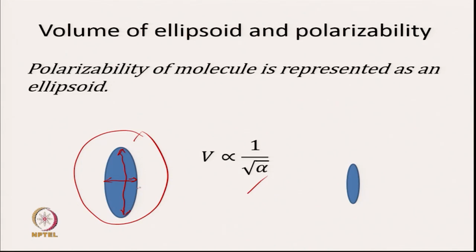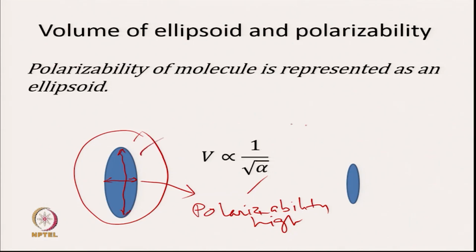So, this is your minor axis and this is your major axis. What that means is, in this direction your polarizability is high, or more, whereas in this vertical direction your polarizability is less, since volume is proportional to 1 by root alpha, where alpha is polarizability. So, if volume is less, it means polarizability is high.